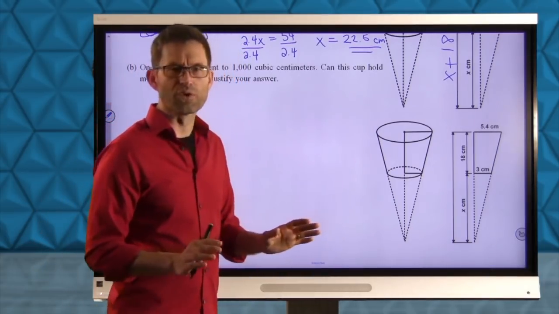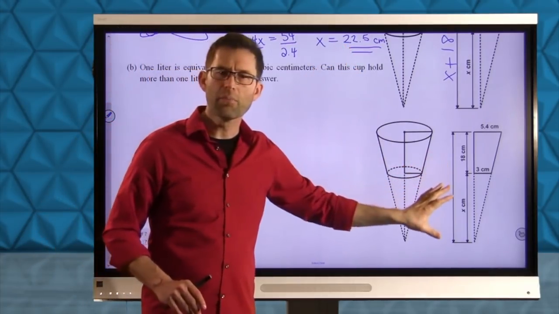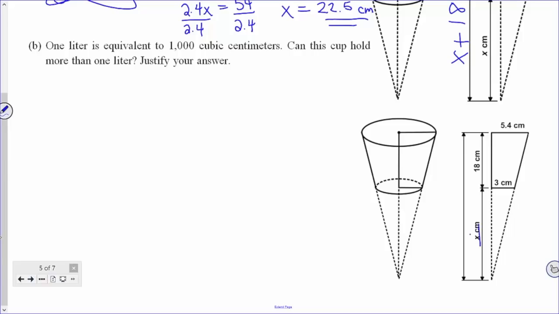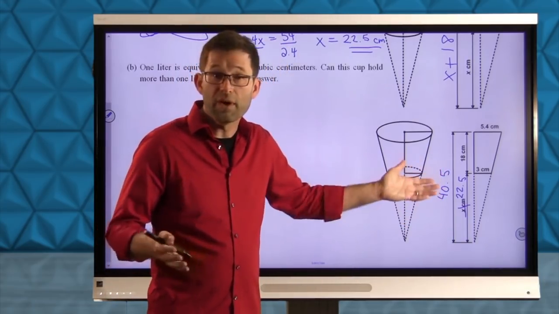All right, first things first. I've solved for the height of the smaller cone up here, but I'm going to label it down here. So what do I have? I've got this is now 22.5, right? And this now is 18 plus 22.5, which is 40.5. Again, keep in mind, you've got to do that adjustment, but now you have everything.